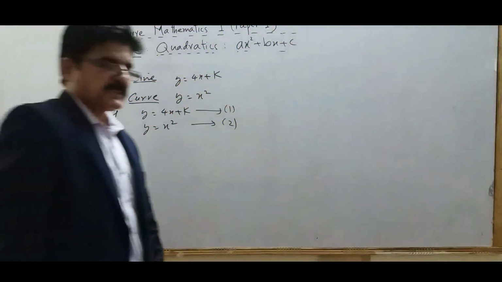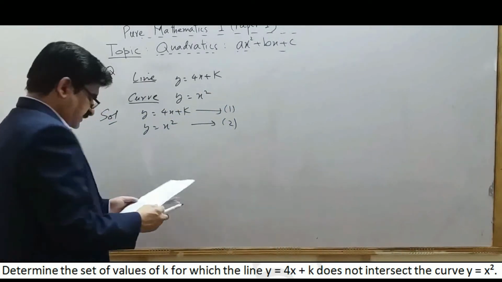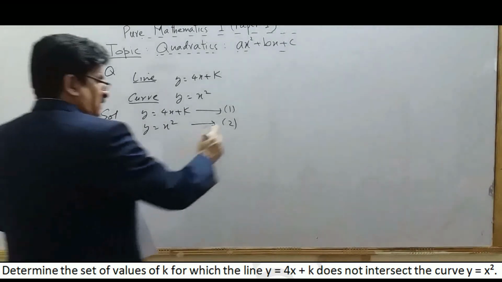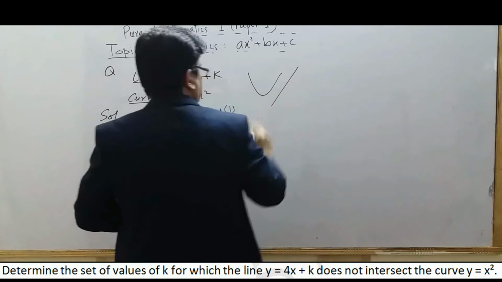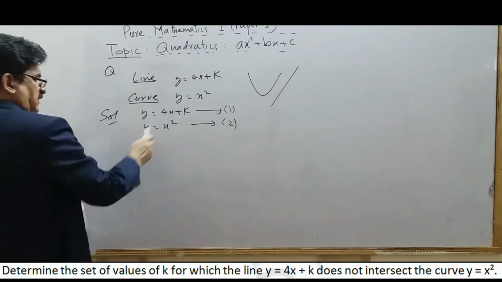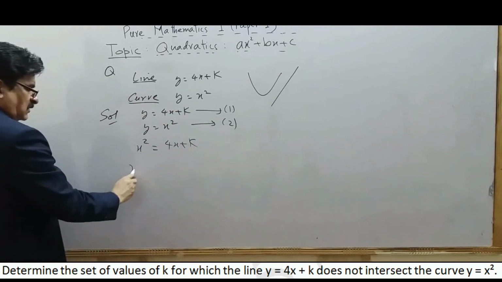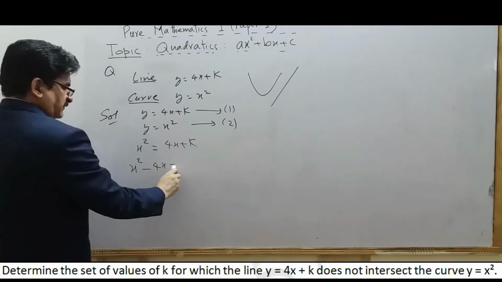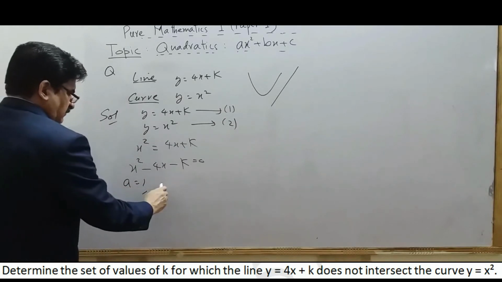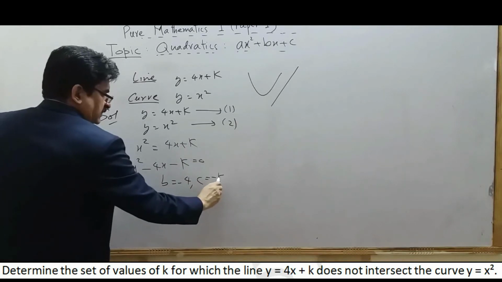Okay, next question is, you are again given a line and a curve, and it is given, read the question please, that this line and curve do not meet. Now we have the situation like this, that line does not meet. So from one, substituting value of y into second equation, you have x k is equal to 4x plus k. Now converting into standard general form quadratic equation, we have this. Now comparing with standard form, we have a is this, b is minus 4 and c is minus k.